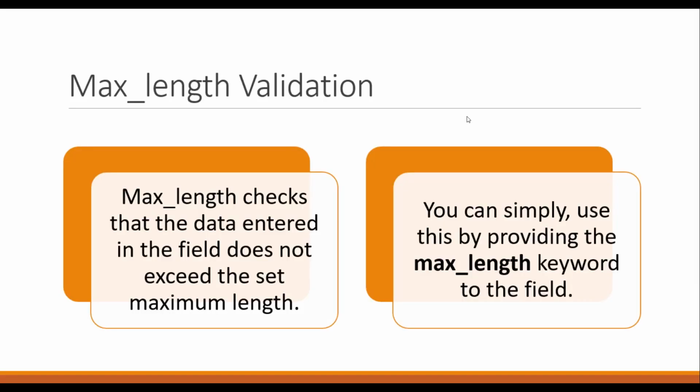So the first built-in validation rule in Django we have is the max length validation. The max length is one of the most used character field validation attributes. Basically, it is used to check that the data entered in the field does not exceed the set maximum length. To use it, we can simply provide a max_length keyword to the field. So let's discuss this validation rule with the help of an example.